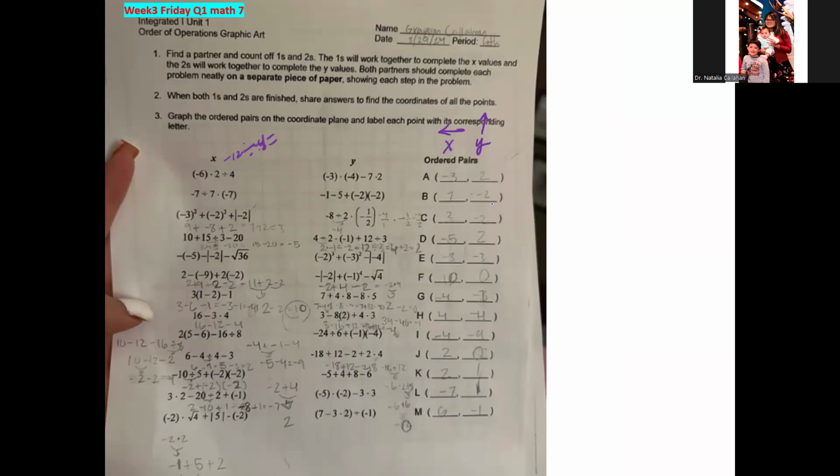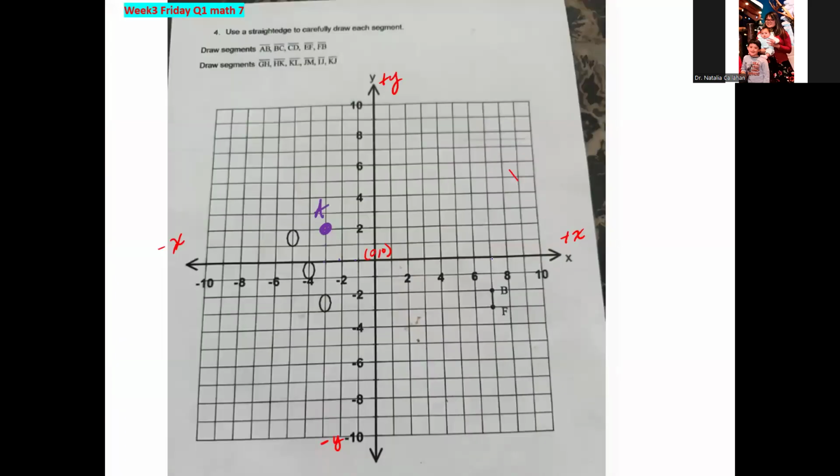Okay. 7, negative 2, which means you're going to go to the right 7, down 2. So go ahead and label that, please. Let's go. 7, negative 2. So there's B. It's already labeled.